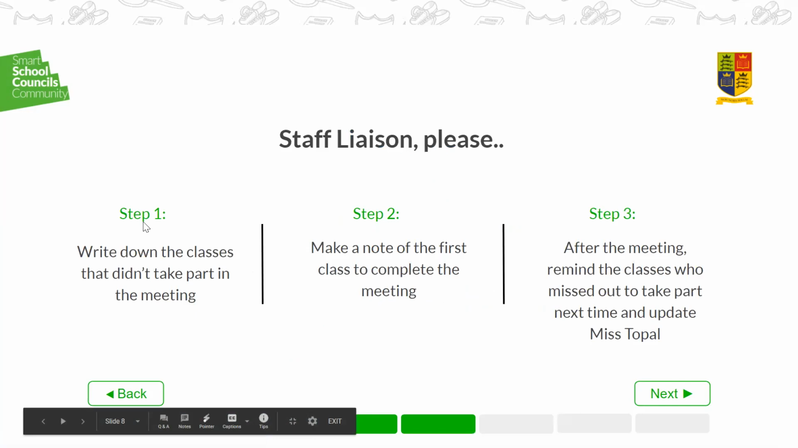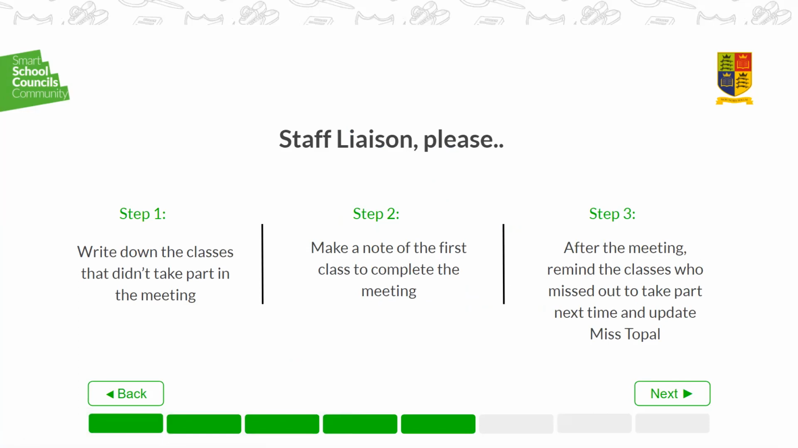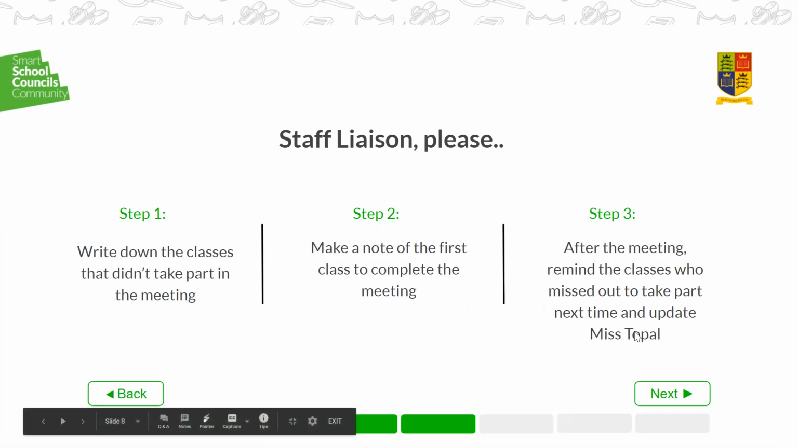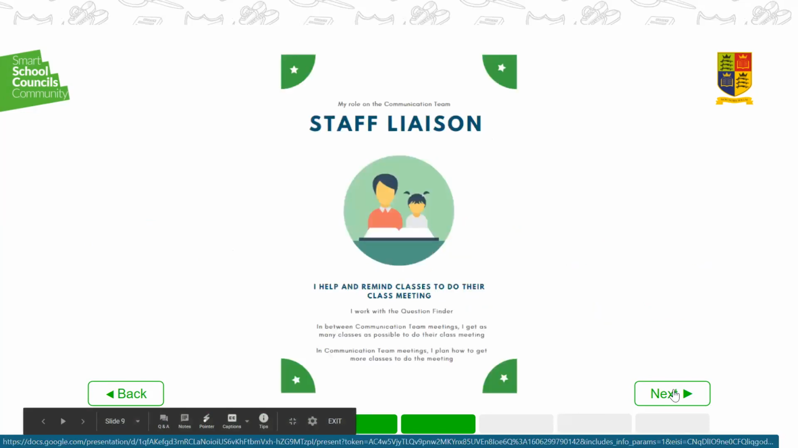Staff liaison, please write down the classes that didn't take part. If they didn't, make a note of the first class who completed it, because what we encourage them to do is celebrate the class who completes it first each week in some way, whether it's a verbal celebration or a prize, something like that. And step 3, after the meeting, go and speak to those teachers who missed out and remind them to take part next time. Update Ms. Topwell, the teacher who leads this particular school, so you might want to update your lead teacher as well about who didn't get involved.